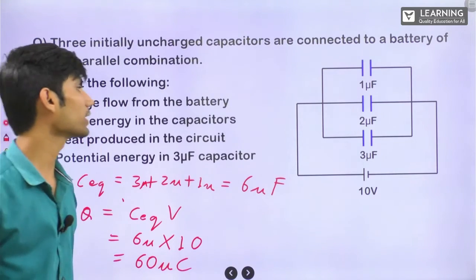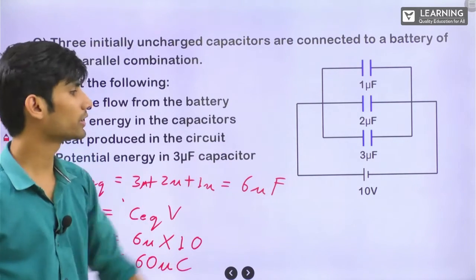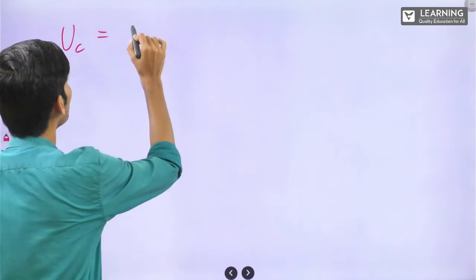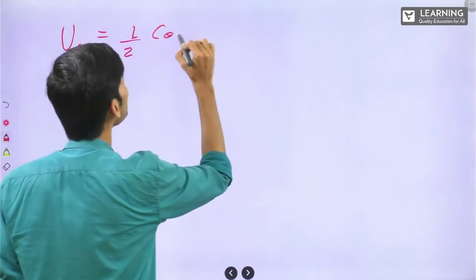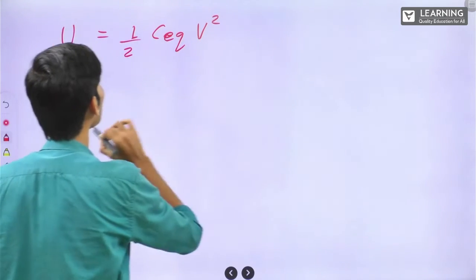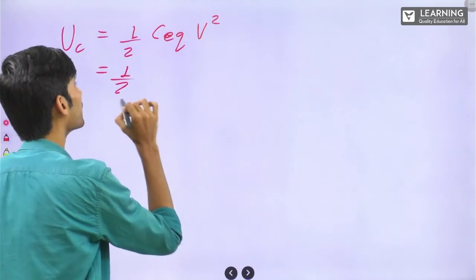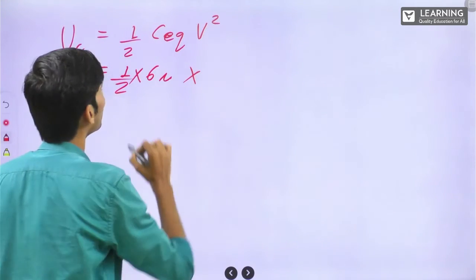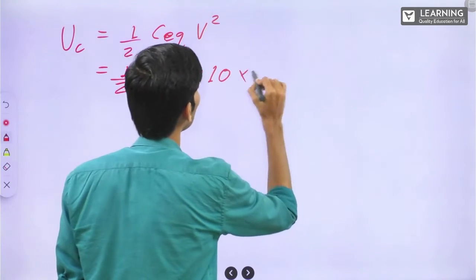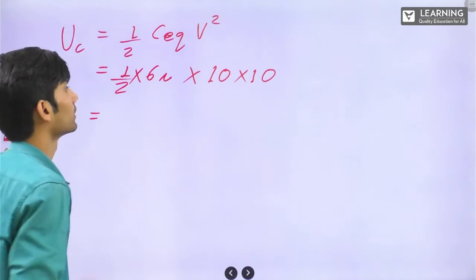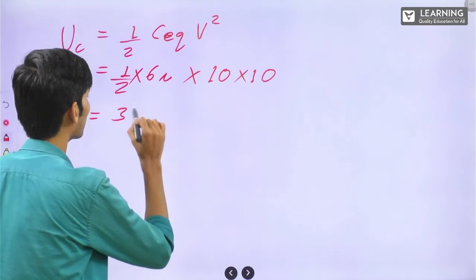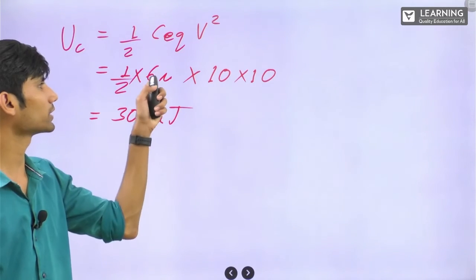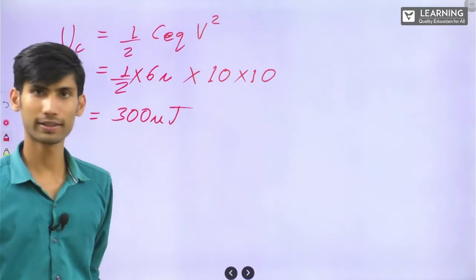Second, total energy in the capacitors. Total energy in all the three capacitors. U of combination is equal to half C equivalent into V square. Correct? That is equal to half into 6 microfarad into 10 volt into 10 volt. Correct? That is 300 microjoule. Right? 2 3s are 6. 3 into 100, 300 microjoule.